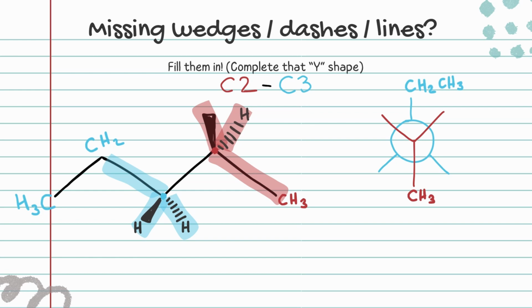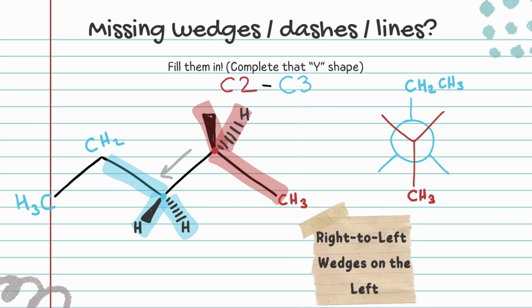So now we're on step 3. We need to figure out which side our wedges and dashes are going on. So remember that mnemonic I gave you. Left to right, wedges on the right, and right to left, wedges on the left. Since we're looking from the right carbon to the left carbon, our wedges will be on the left. That means for our front red carbon, that methyl group will be on the left of our Newman projection.